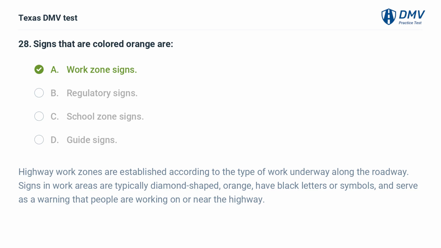Highway work zones are established according to the type of work underway along the roadway. Signs in work areas are typically diamond-shaped, orange, have black letters or symbols, and serve as a warning that people are working on or near the highway.